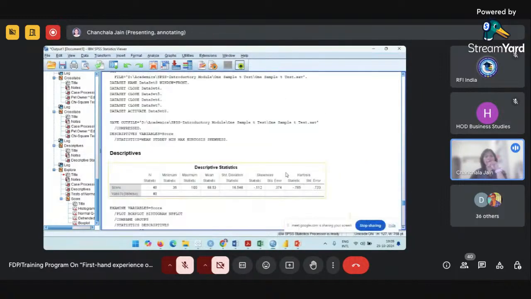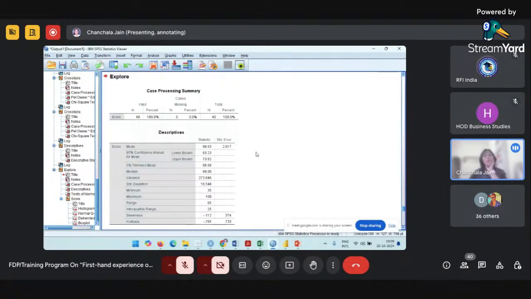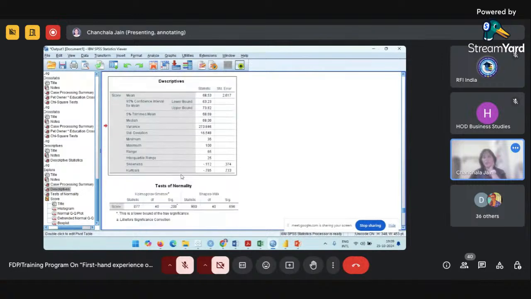Done, everyone? Shall I start? Yes, ma'am. So once I talk about the case processing summary, it indicates the missing values in the data. Your data points are 40. There is no missing value, so the total is 40. Coming to the next table, which is about the descriptive statistics, you can find the mean score is 68.53. The 95% confidence interval for mean: lower bound is 63.23, upper bound is 73.82, right?